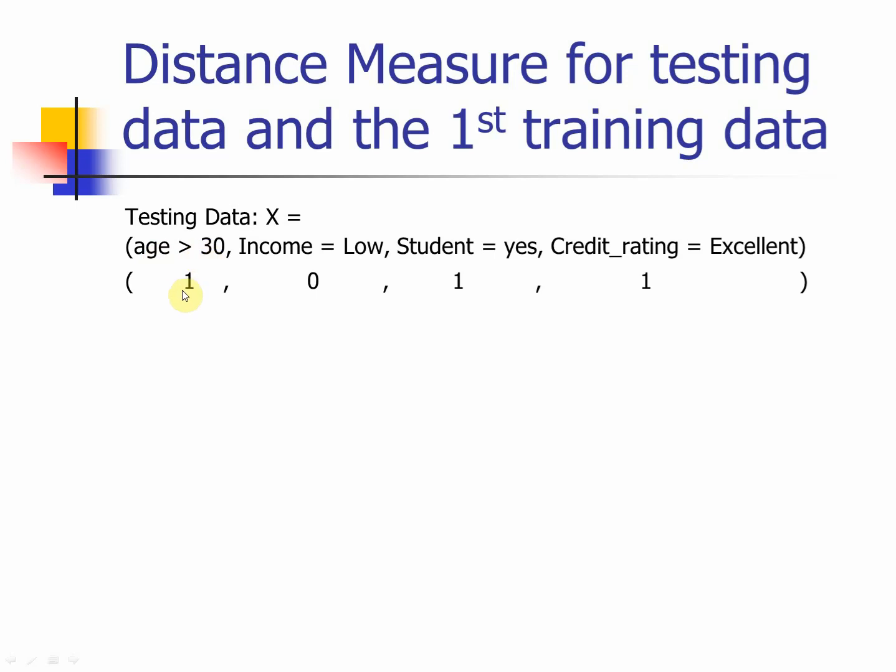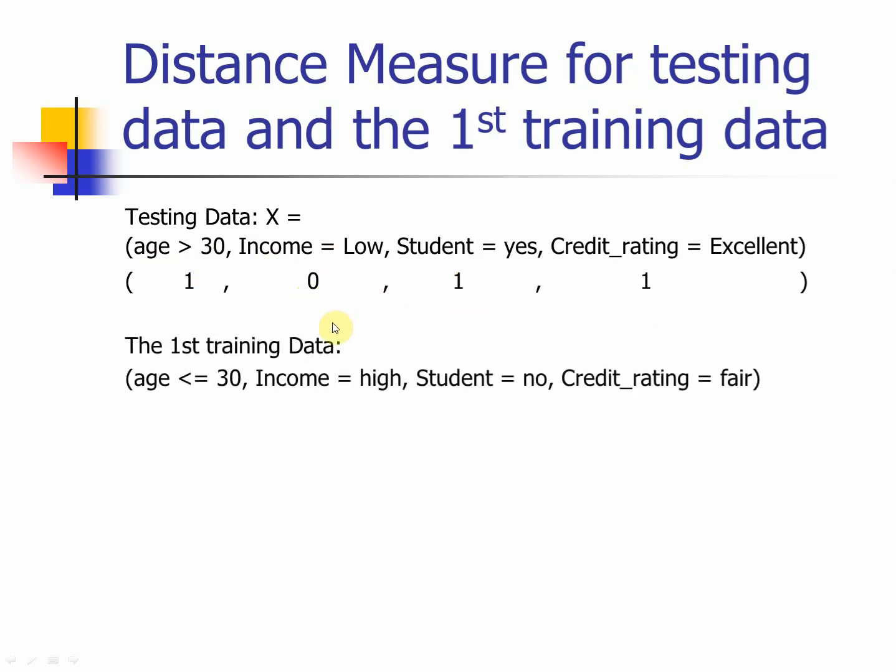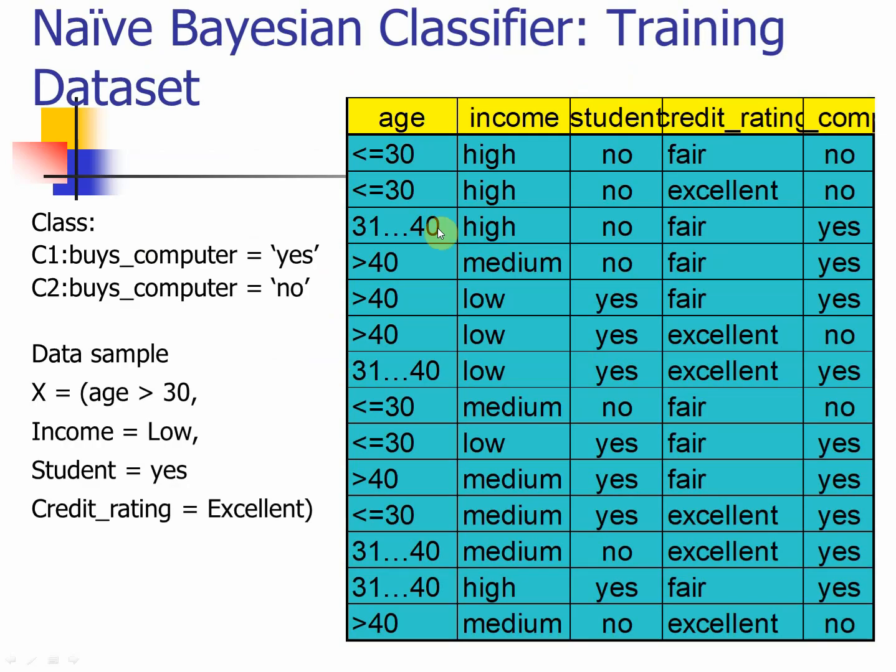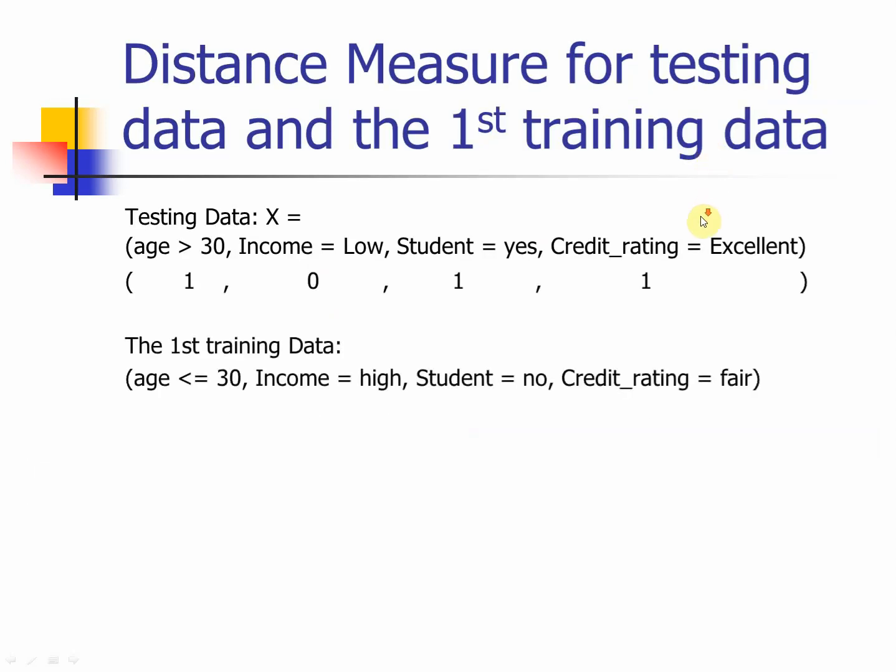Age greater than 30, we can make that a 1. Income equal to low, we can make that a 0. Student yes, credit rating excellent. Then I want to calculate the distance from our very first training sample, the one that shows over here: age less than or equal to 30, high income, not a student, and fair rating. This is actually a total opposite of the data we have. If we list everything out, you can see that the 2 samples are very different from one another. Therefore, when we try to calculate P, there are no attributes that occur on both sides, so it's 0.